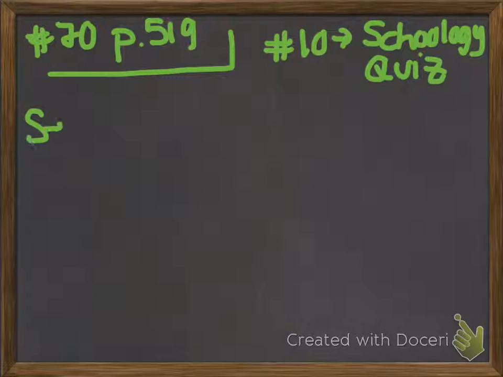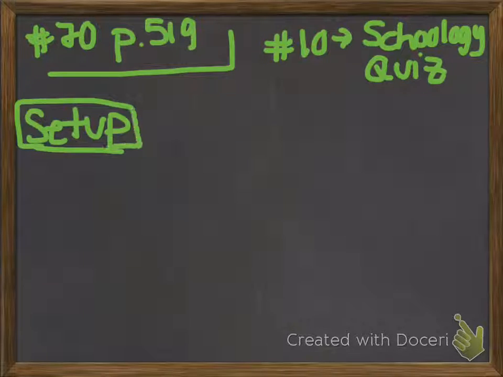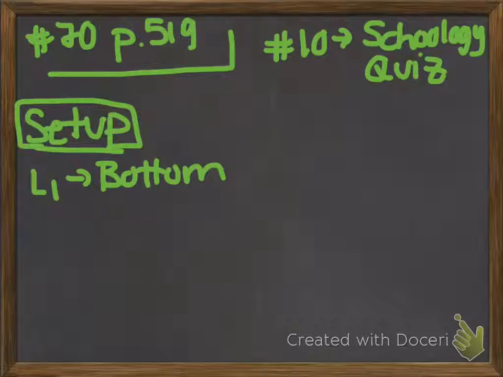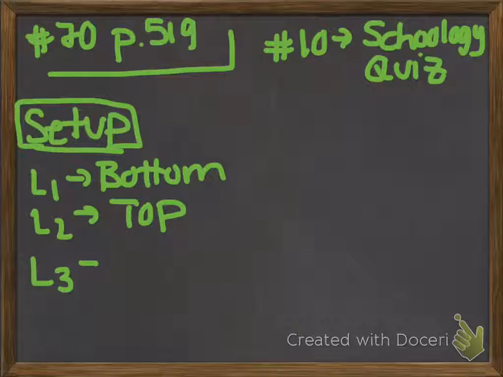There's some setup involved in this. You can either do it in your calculator or you can do it by hand, but either way, something needs to go in your calculator. In L1, I would put the bottom. If you're looking at the problem, they give you the bottom in that table. In L2, I would put the top. And then in L3, I would enter L1 minus L2, or vice versa.